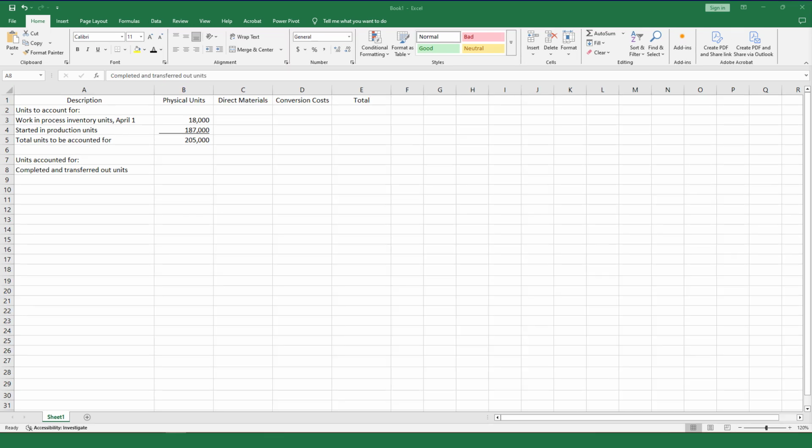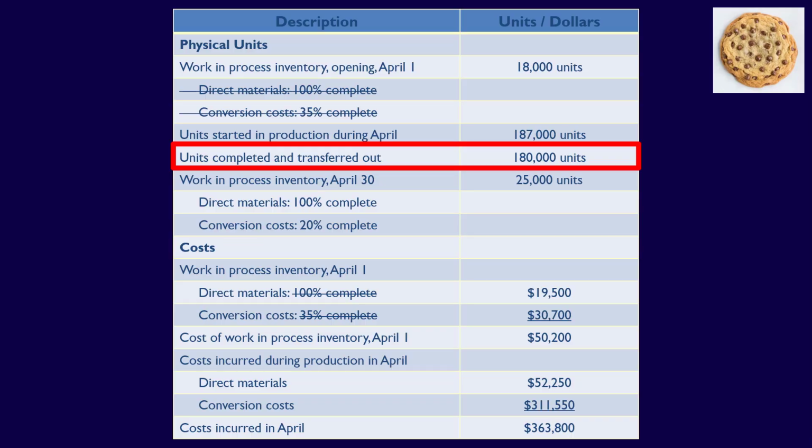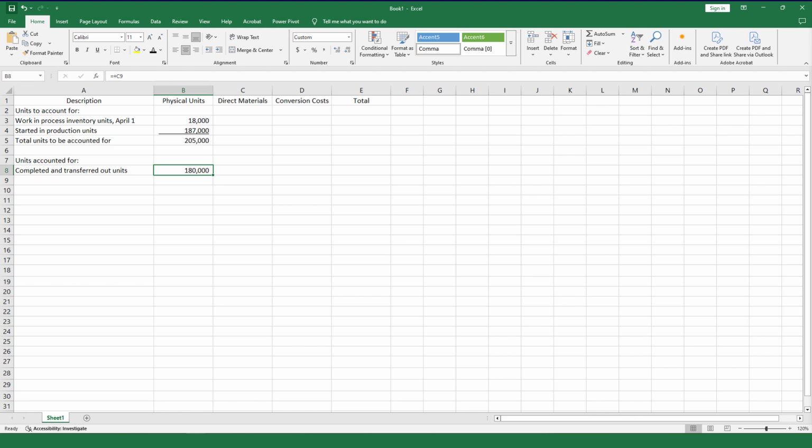On April 30th, we have completed and transferred out units which have been fully completed and transferred into the next department. From the question, we see that of the units we had to account for, the 205,000 units, a total of 180,000 units have been completed and transferred out into the next department, the mixing department. So we place 180,000 units as completed and transferred out under column B, physical units. What do we know for sure about these units? We know that for direct materials, we have added 100% of the required direct materials to these units. How do we know that?